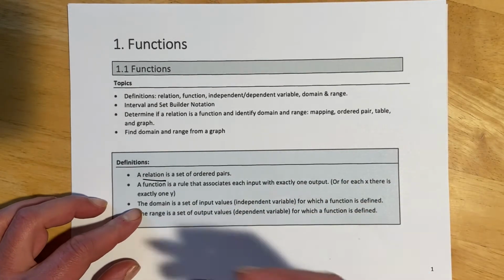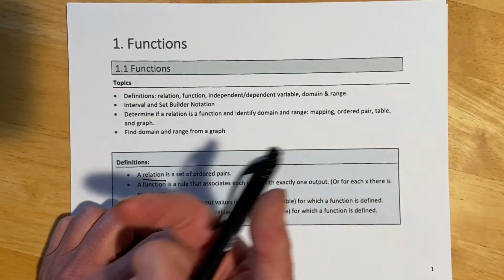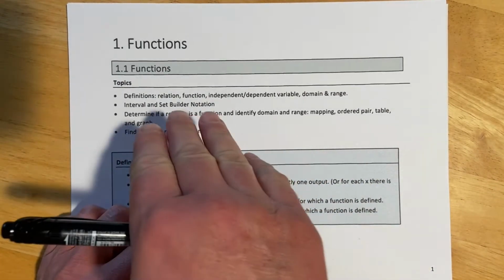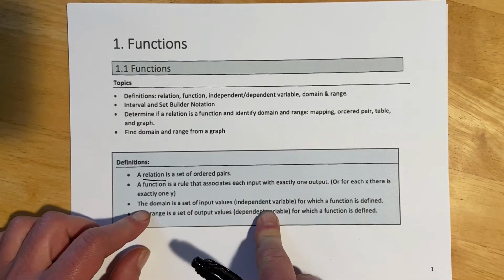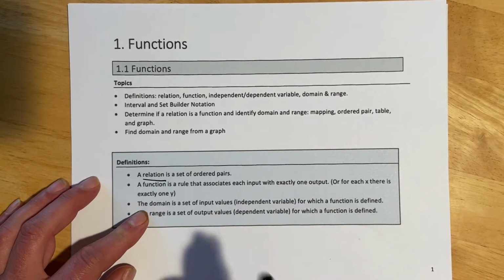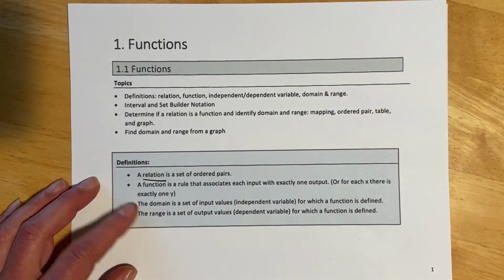Domain is a set of the input values, or the independent variable. So what you're used to thinking of as x, like the input into the equation, is also going to be called the independent variable, and that's associated with the domain. So think x, domain, input, and independent. Those all 3 go together.